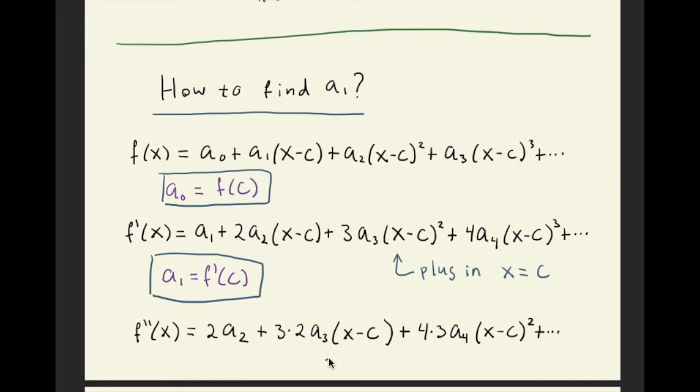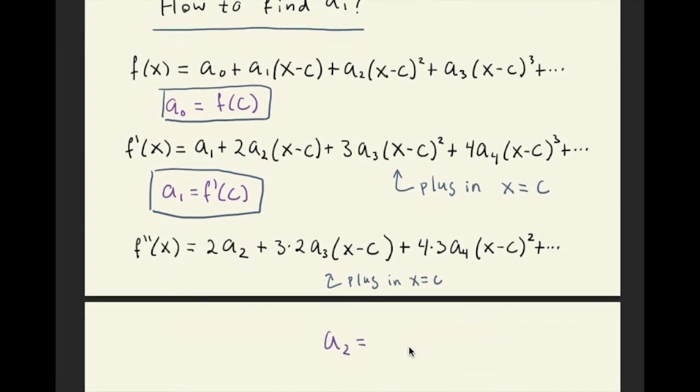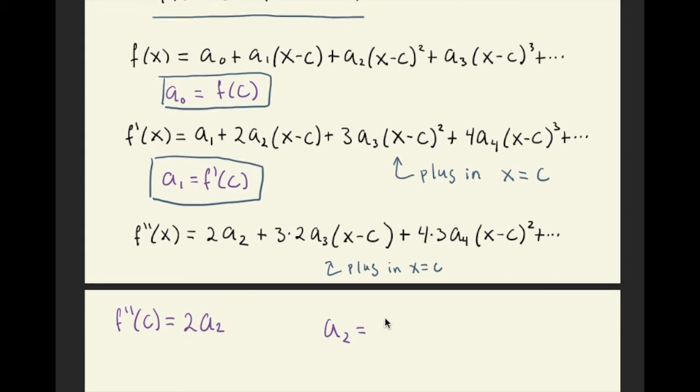Again, we plug in x equals c. On the right side, everything becomes 0 except one term. So the left will be f prime prime of c, and on the right is 2a2, and then all of these terms are 0. So we get that a2 is f prime prime of c divided by 2. That's the second coefficient.